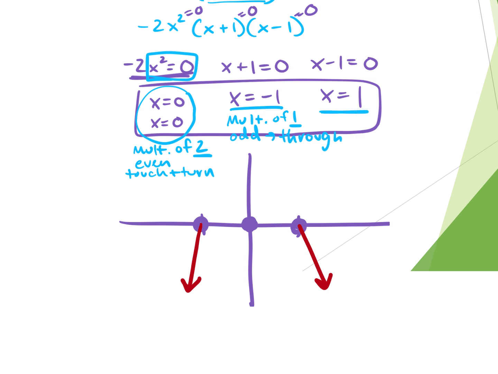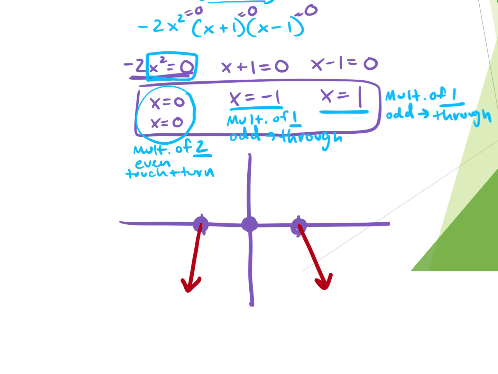And then same thing, we have x equals 1. How many x equals 1 did I have? 1. So I have a multiplicity of 1. My multiplicity of 1 is odd because we're talking about the amount of that number we have, which is odd. And when we have odd multiplicity, do we touch and turn or go through? Go through.